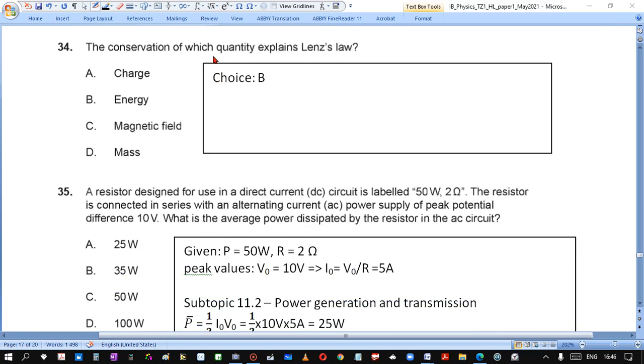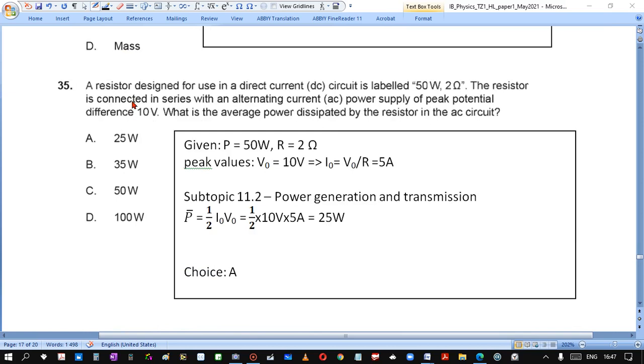The conservation of which quantity explains Lenz's law? It is about energy, so choice B.